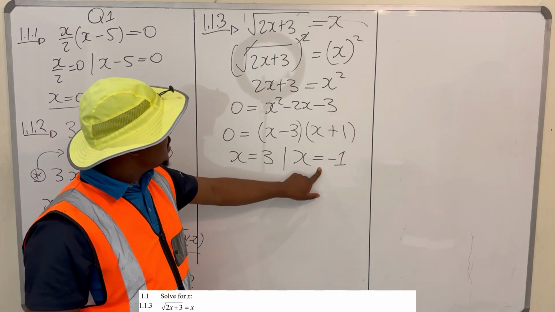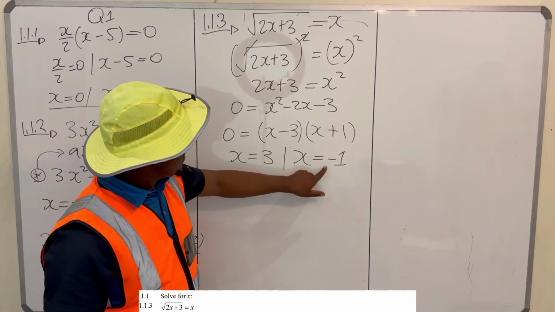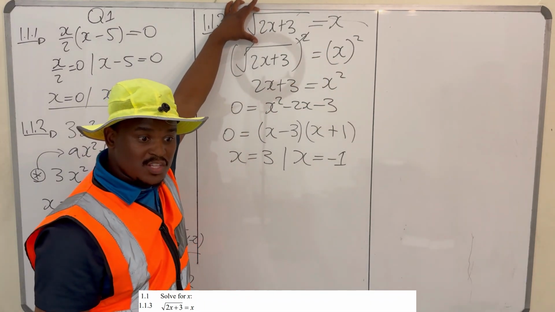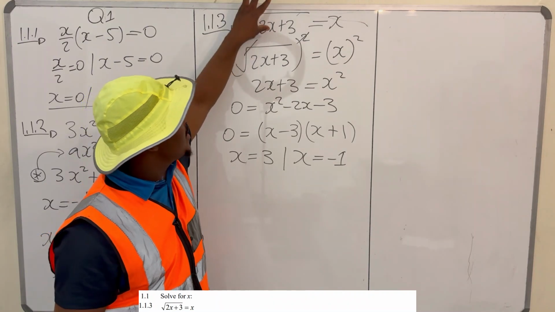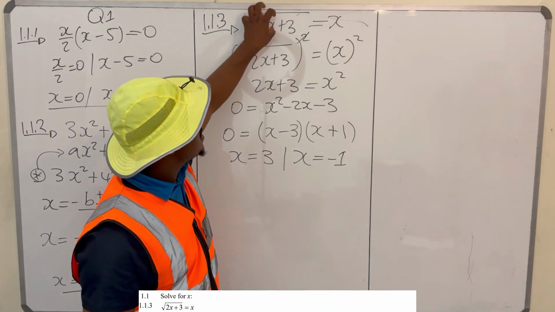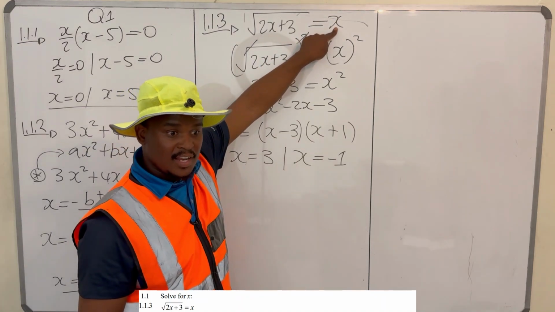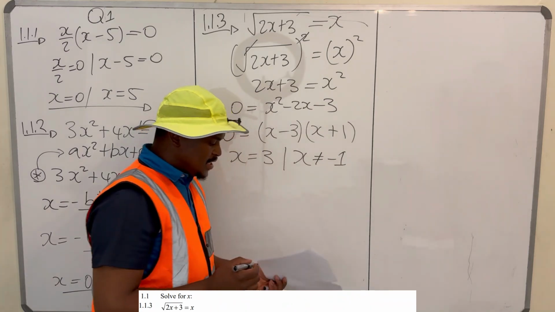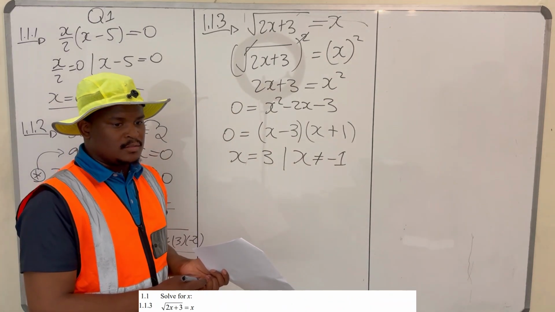But if you look at this one, if you substitute x equal to minus 1 there, this side is negative, but this whole side will always be positive. So there's no way that a positive left-hand side of this equation is equal to the negative side. So this solution, you can see that it is invalid.